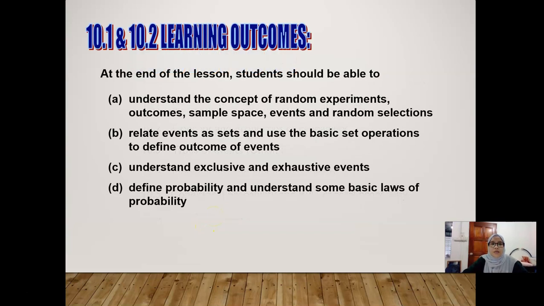Okay, so this is the learning outcome for 10.1 and 10.2. Students should be able to understand the concept of random experiments, outcome, sample space, events, and random selection. Relate events as sets and use the basic set operations to define outcomes of events. There will be a few formulas that will be used in this chapter. Understand exclusive and exhaustive events, define probability, and understand some basic laws of probability.